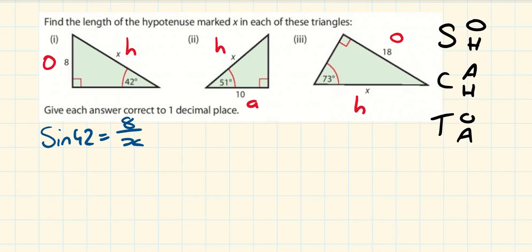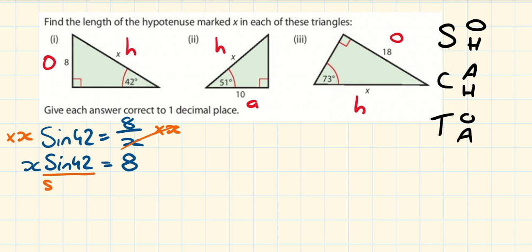Now, a little bit of a problem here because we can't just do a straight multiplication, but we still, to get rid of the bottom of this, we still want to multiply it by x, multiply this by x. That will get rid of these on the bottom here. So we have now x sine 42 equals 8. Now we want to get x on its own, so we'll divide by sine 42. Divide by sine 42, and that will give us our x. Okay, so x equals 11.96, I think. Yeah, it says to one decimal place actually, so that will just be equal to 12 when you round it up.